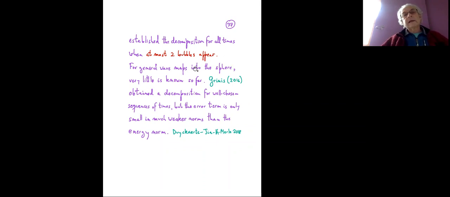Let me now turn for a little while to general wave maps into the sphere without any symmetry assumptions. And here very little is known. There was a very nice thesis written by Grinis in 2016 at Oxford, where he obtained a decomposition for general wave maps for well-chosen sequences of times, but the error term doesn't go to zero in energy. It goes to zero in very, very weak norms.